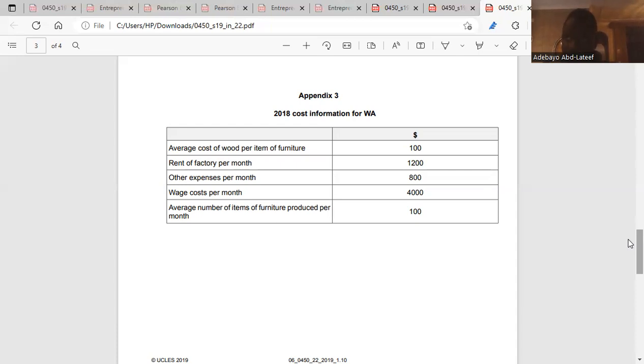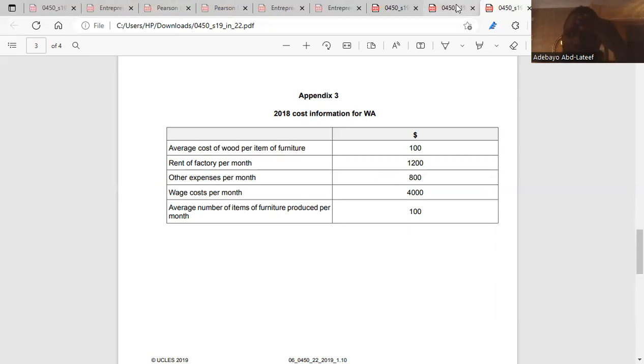Are you with me? I'm with you. Okay, so 4,000 plus 800, that's our variable cost, which is 4,800, plus the fixed cost, which is 1,200. So the total cost is 4,800 plus 1,200, which is 6,000. So the total cost is 6,000. Is it clear? Okay.